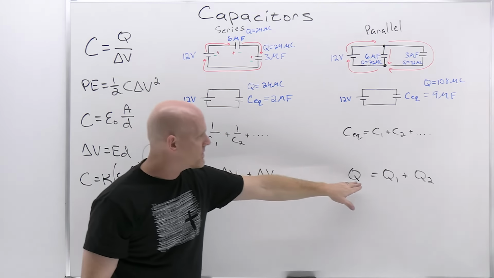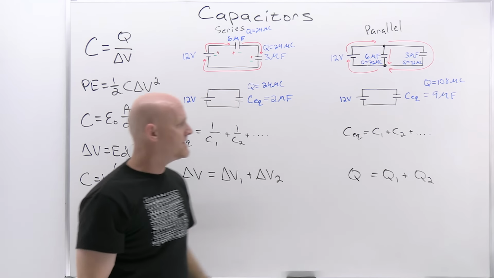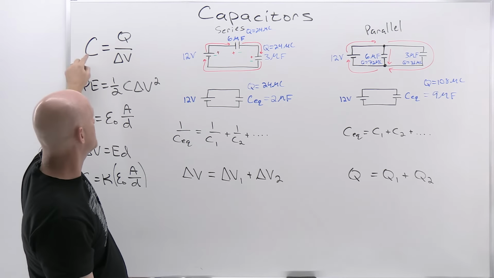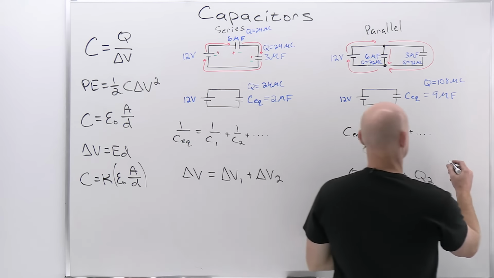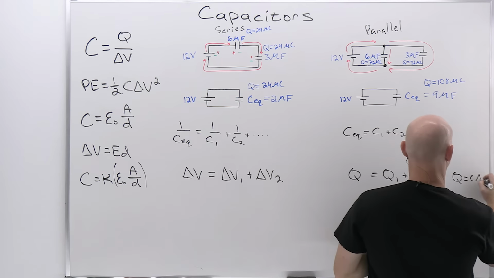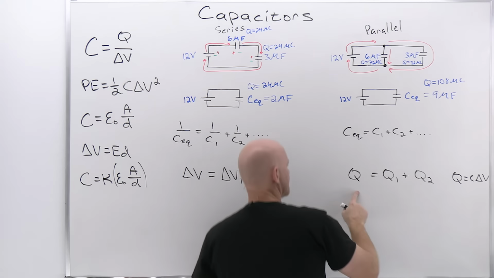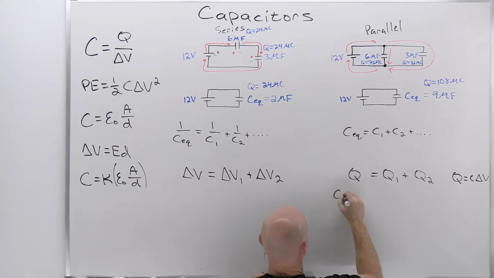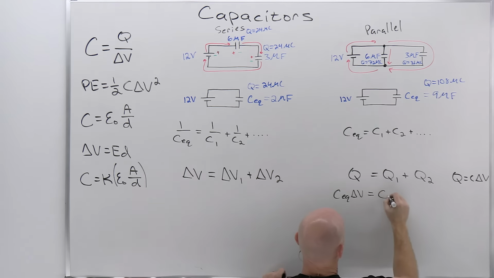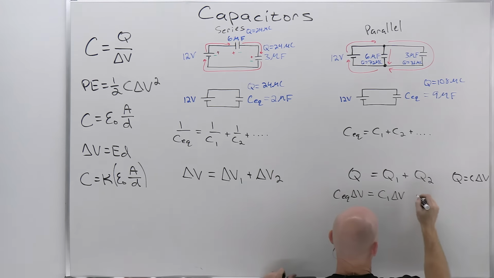So if we go back over here to Q equals Q1 plus Q2, that might be easier to demonstrate first, because Q is going to equal C times delta V. And I'm going to substitute that right in. So for the total, that's going to be the equivalent capacitance times delta V. Q1 is going to be C1 times delta V, and Q2 is going to be C2 times delta V.